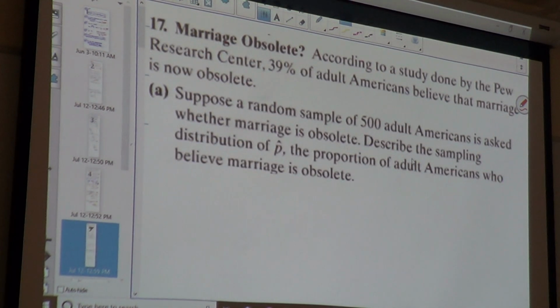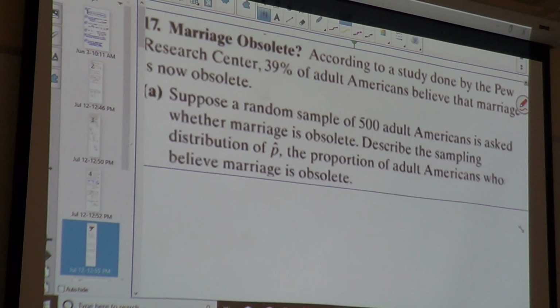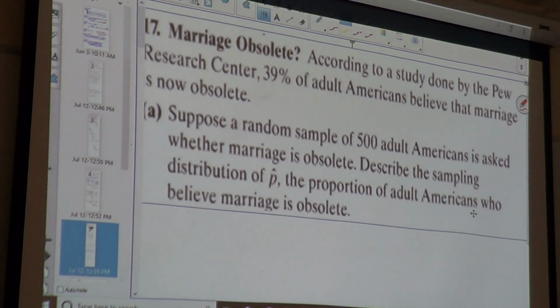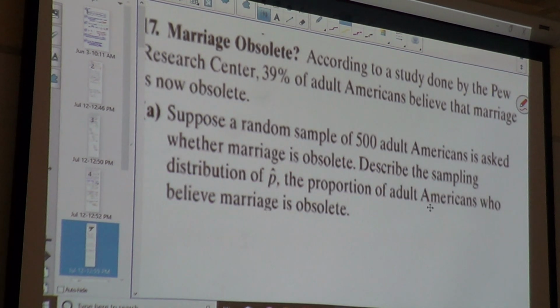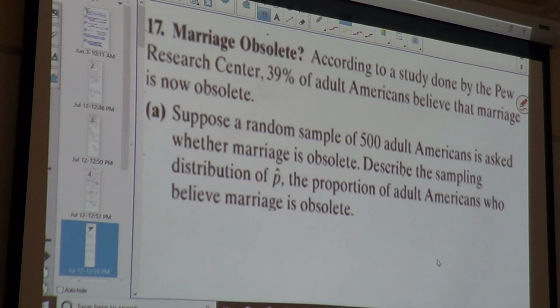All right. I'm going to let you try this one. Describe the sampling. Tell me if it's normal, and if it is normal, give me the mean and the standard deviation.